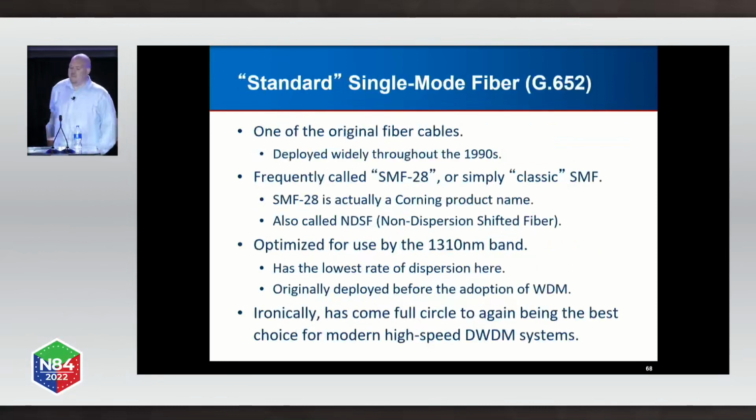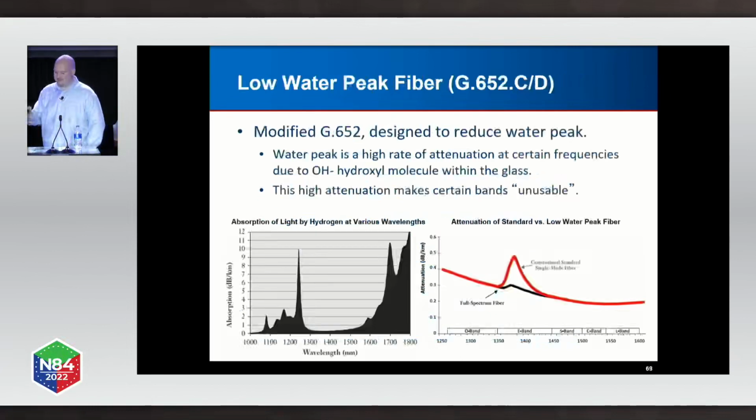So your standard single mode fiber, like I said, you'll hear it called SMF-28. It might not actually be, but that was a common problem. And there's SMF-28e plus low loss. There's all these new versions of the same gist, but you'll also hear it called NDSF, non-dispersion shifted fiber. So it's G.652, and this was originally designed for that 1310 band, and it has dispersion in 1550, but the lowest attenuation. And so ironically, the oldest kind of fiber has come full circle to being the kind of fiber that we actually like again. So it's interesting to watch the evolution of the technology.